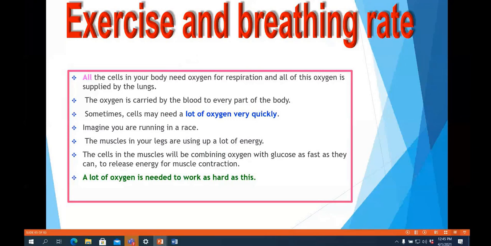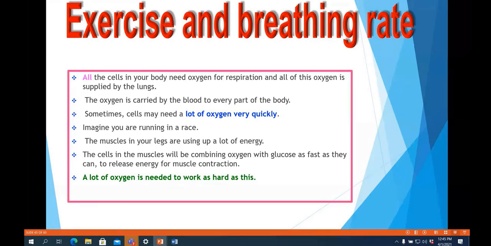Now, let's discuss the last subtopic for this chapter, which is exercise and breathing rate. We are on page number 149 from your textbook, ladies. All the cells in your body need oxygen for respiration, and all of this oxygen is supplied by the lungs. Whether you're inhaling via your nose or your mouth, the oxygen reaches your lungs, and each and every cell in your body needs oxygen. The oxygen is carried by the blood to every part of the body, as we discussed in our circulatory system. Sometimes the cells may need a lot of oxygen very quickly.